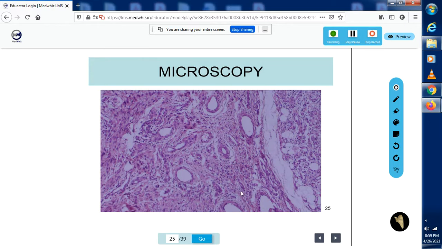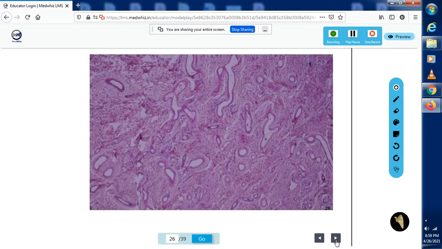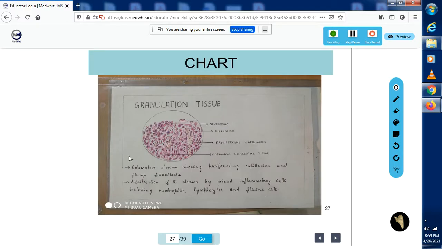They're nothing but the fibroblasts. Basically, in granulation tissue there is proliferation of the blood vessels, that is, neovascularization, and there is fibroblastic proliferation. This is a high power view of the same. There are multiple dilated spaces, which are nothing but the proliferating capillaries, with the fibroblastic proliferation. So this is the chart of the granulation tissue which has to be copied.